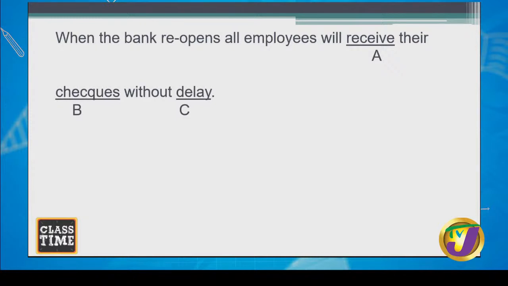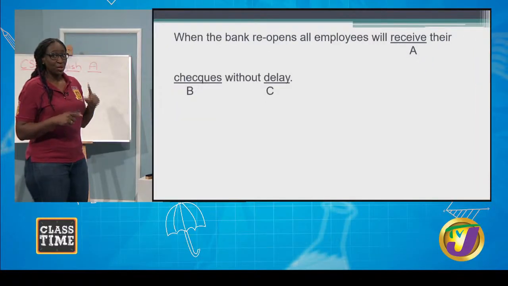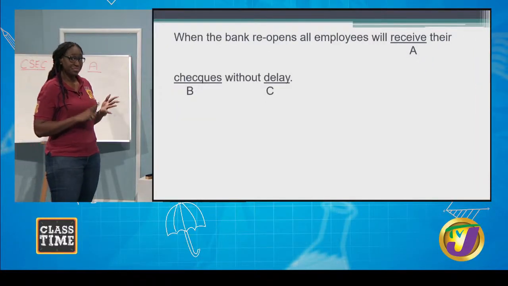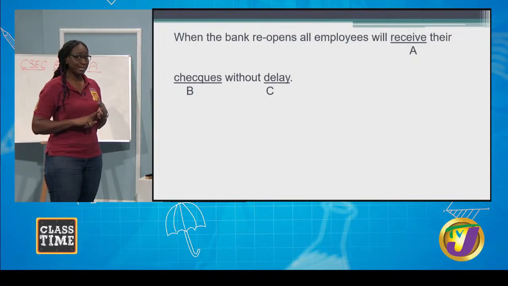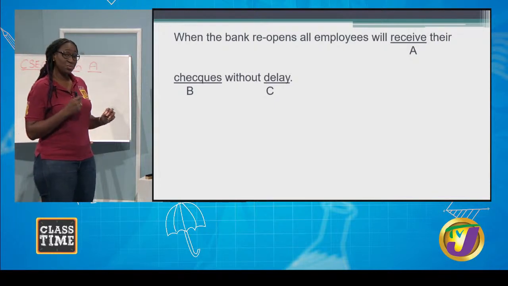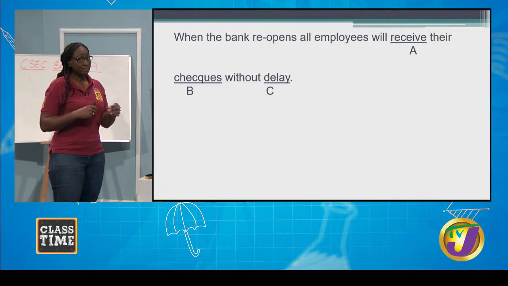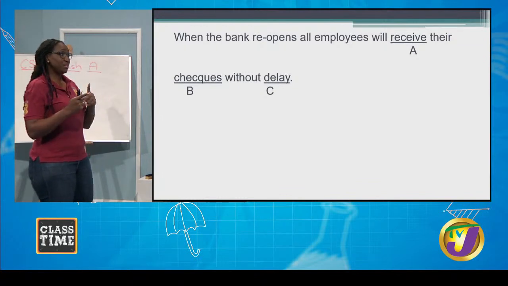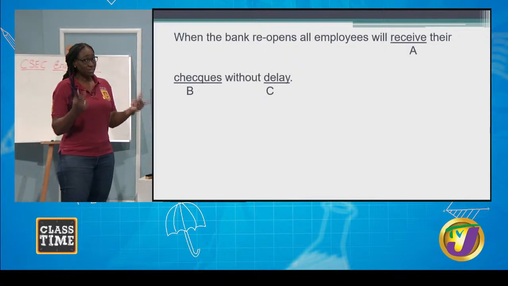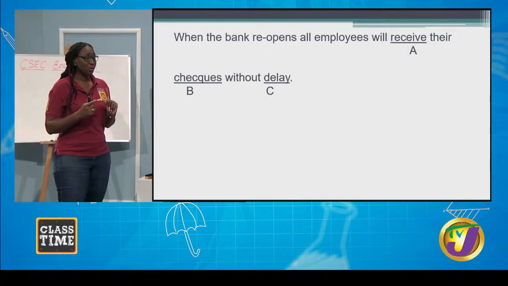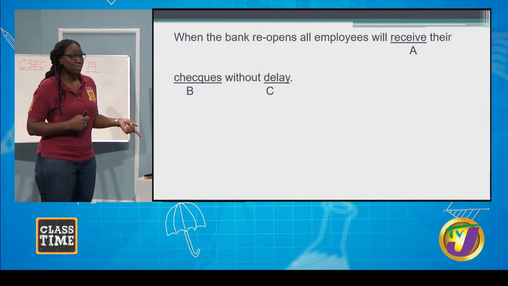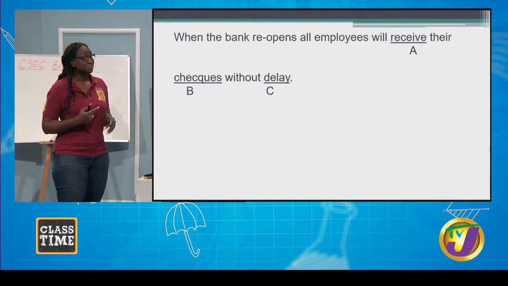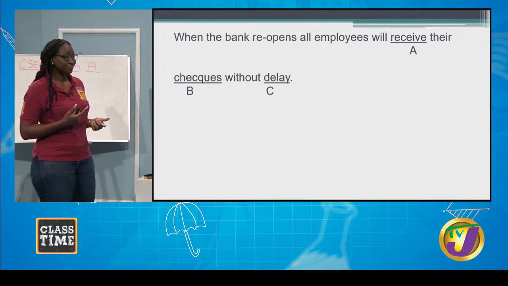When the bank reopens, all employees will receive their checks without delay. So we're looking at receive, we're looking at checks, and we're looking at delay. Now look carefully at each of those words. Receive, checks, delay. Look closely. Do you see anywhere where there is a letter out of place maybe? Maybe letters are in the wrong place. So all the letters are there but in the wrong order. Extra letters where they don't belong. Missing letters. Anything like that going on in there?